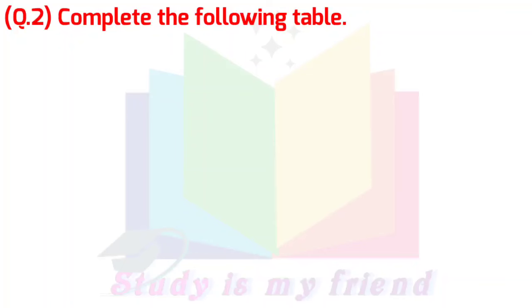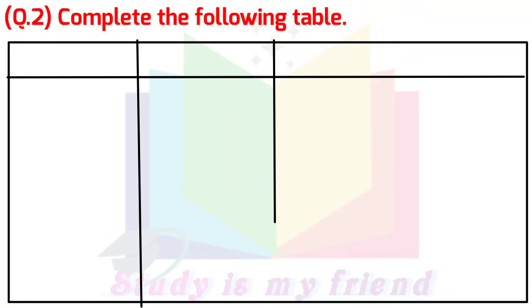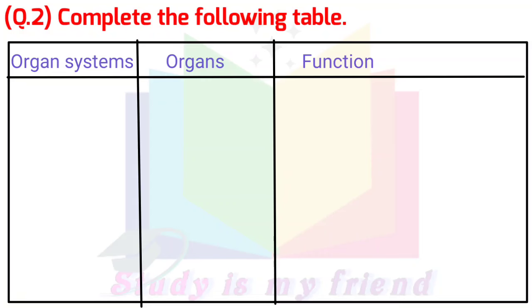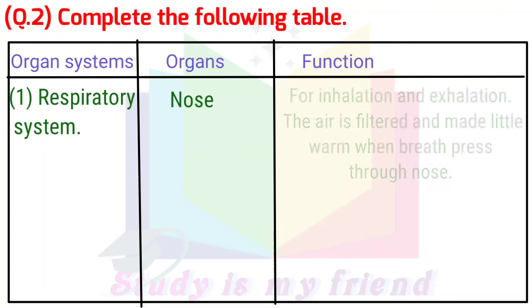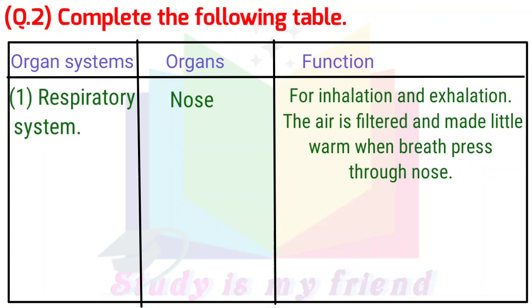Question 2. Complete the following table. Organ system, organ, function. 1. Respiratory system, organ: nose. Function: for inhalation and exhalation. The air is filtered and made a little warm when breath passes through the nose.